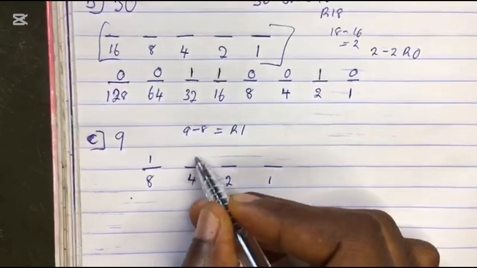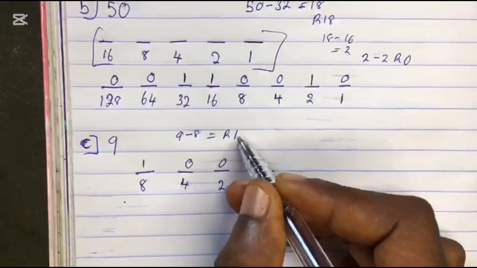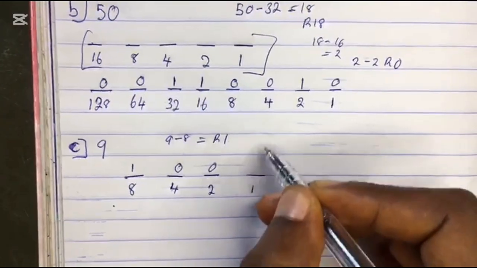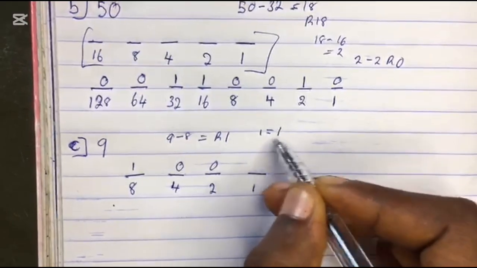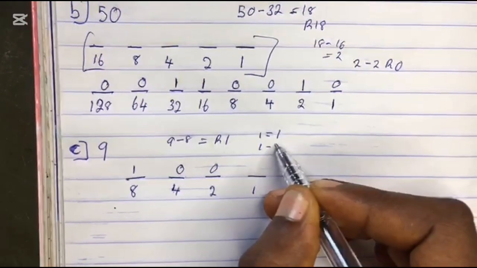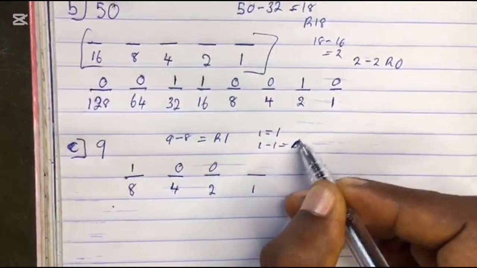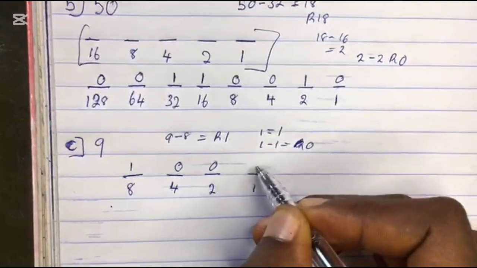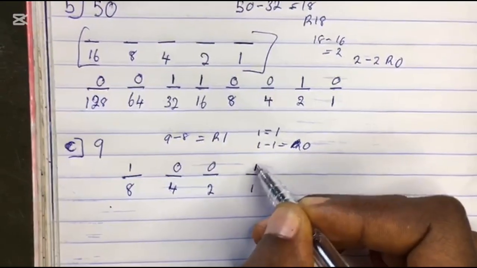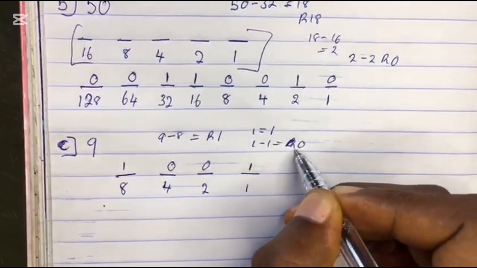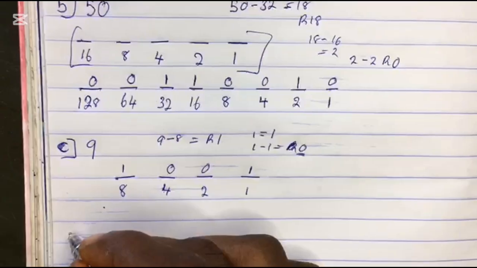Is 1 greater than 4? No. Is 1 greater than 2? No. Is 1 greater than 1? It's equivalent, that's equal to 1. So you're going to do 1 minus 1, it's going to give you remainder 0. So you're going to write down 1 here. Remember, if it's equal to, you write 1 and then you have remainder 0.